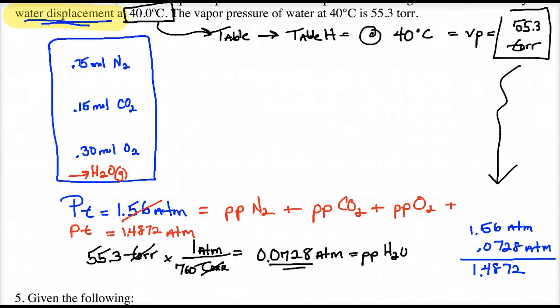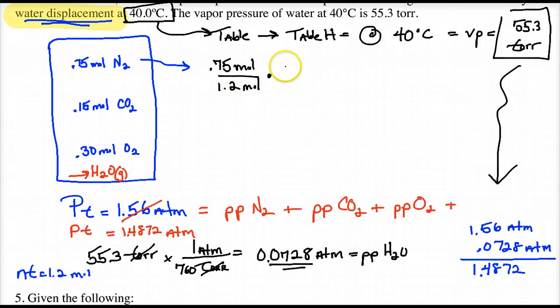So NT equals 1.2 moles. Okay, so for N2, we have 0.75 moles over 1.2. That, my friends, is a mole fraction. Fraction of the moles, fraction of the pressure. So I times it by the total pressure, 1.4872 atm, which has been lowered because we took away the water that was evaporating into our gas.